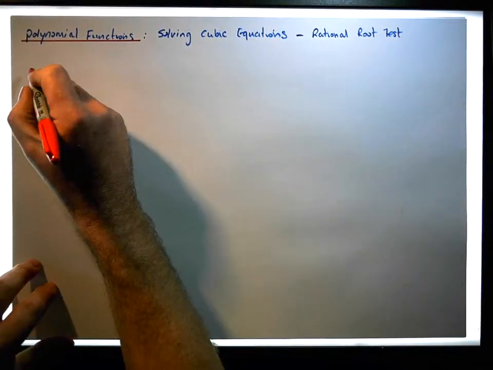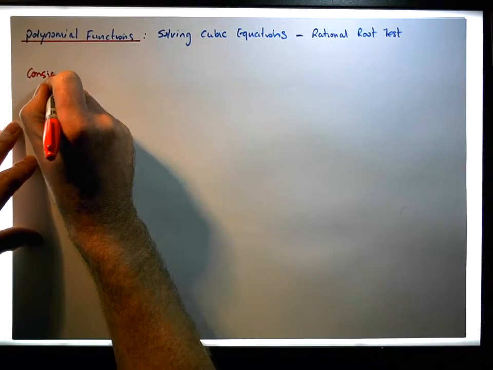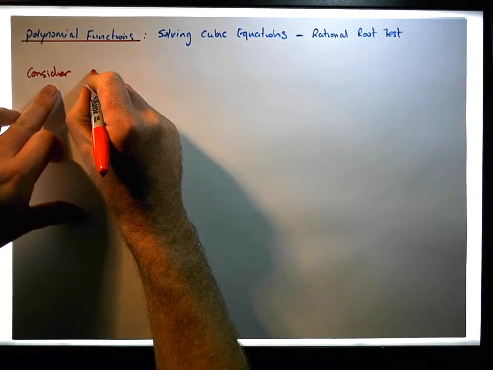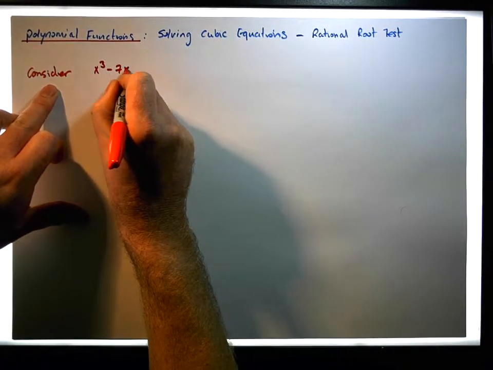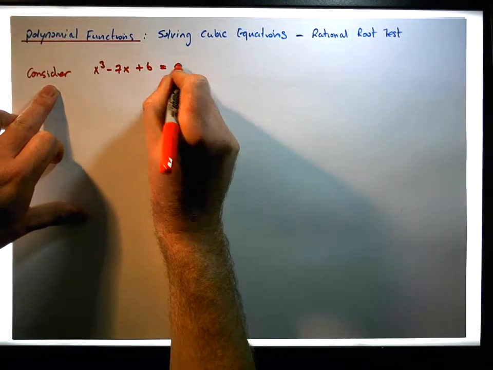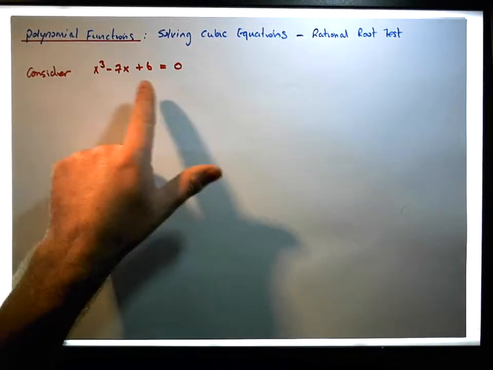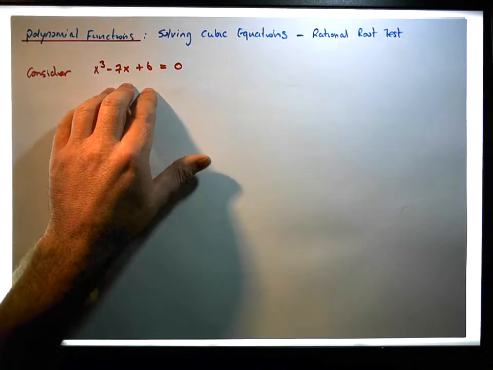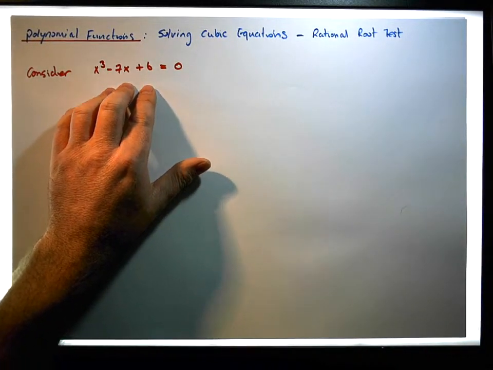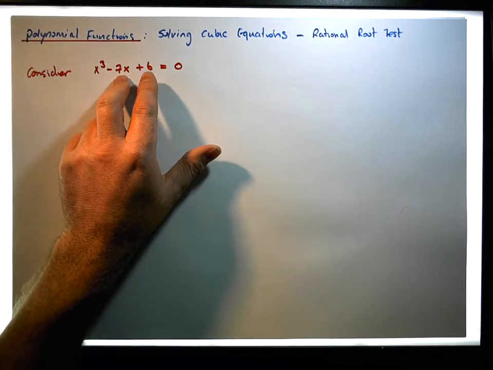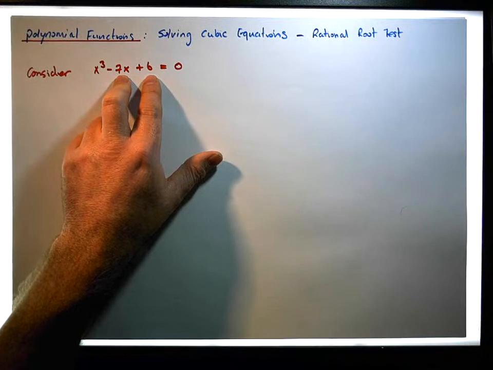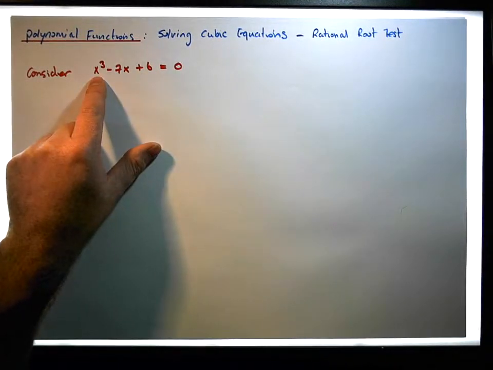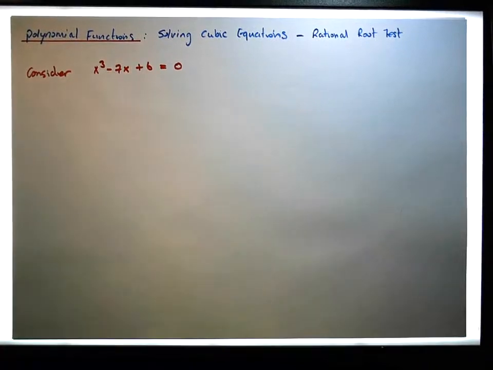So let's consider the function x cubed minus 7x plus 6 equals 0. The first thing to note is that we can't solve this function using the grouping method, because when we group the minus 7x and the 6, there's nothing in common between them other than 1 or minus 1. And when we try to group over here, there's no x squared term, so we can't use the grouping technique.